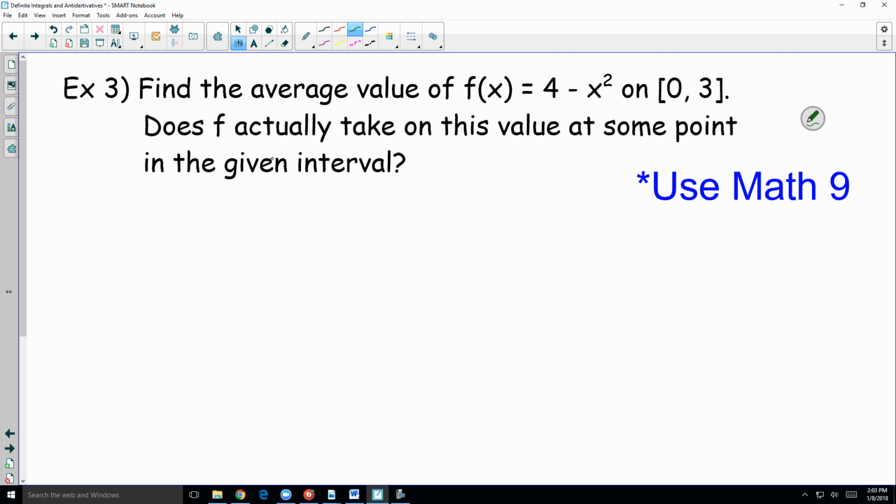Okay, so for this one, to find the average value, we're not using Math 9, we're just going to use the calculators. I will show you how to do that next time in class. We're actually going to use it.